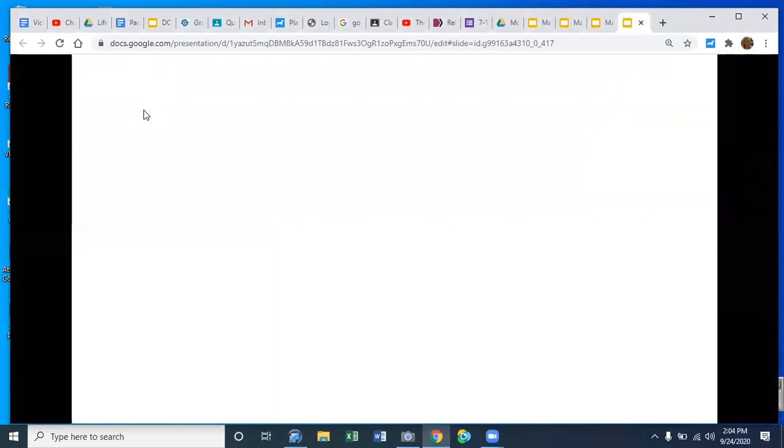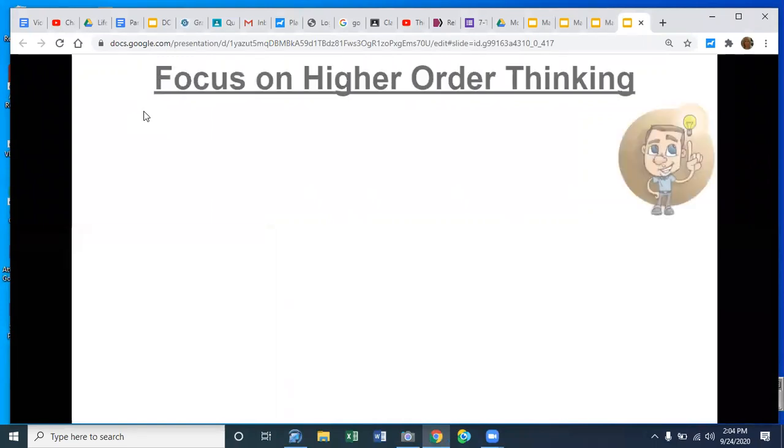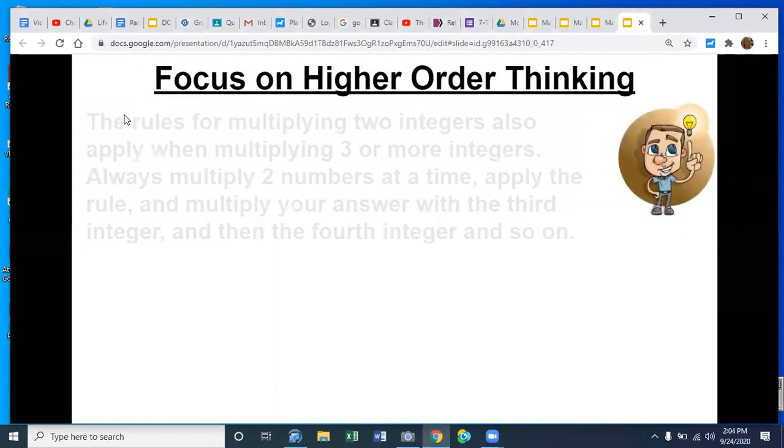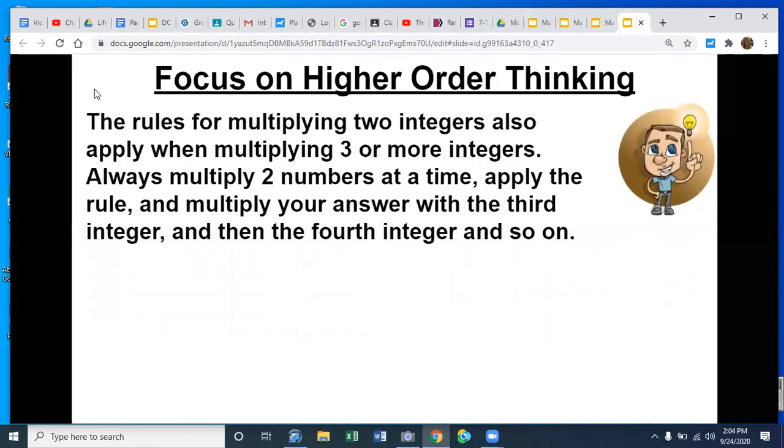Okay, welcome back. Let's continue our lesson. We're going to talk about focusing on higher order thinking. The rules for multiplying 2 integers also apply when multiplying 3 or more integers. Always multiply 2 numbers at a time. Apply the rule, and multiply your answer with the third integer and then the fourth integer and so on and so on. So how would that work?